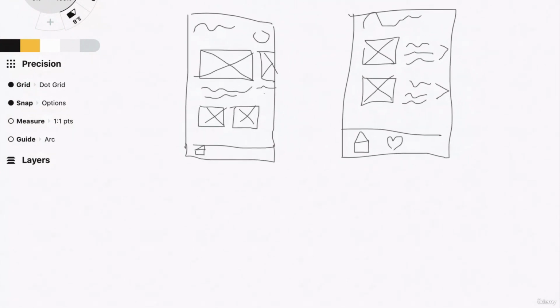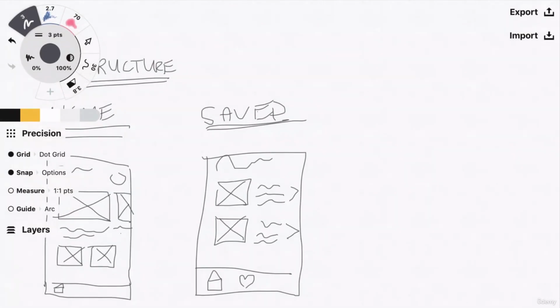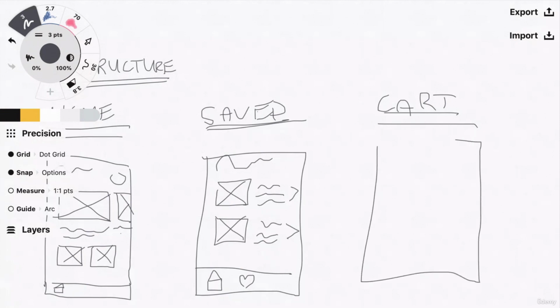I do know one thing we do need for sure, and that is a cart. We need to make that much more prominent, because if a user adds something to a cart, we want that to be right at the bottom, in a place where a user can see it and click it easily, and notice that maybe there's a notification there. So let's create a little cart screen.